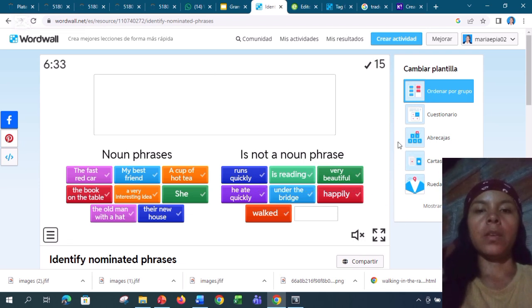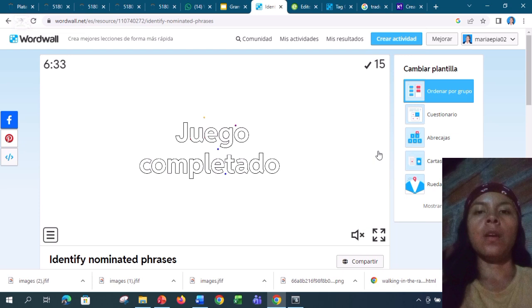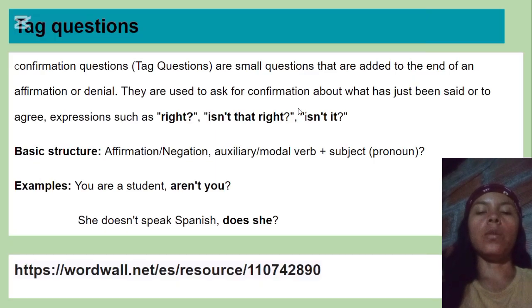Tag questions are short questions added to the end of a statement to confirm or seek agreement. They often take the form of expressions like "isn't that right?" or "isn't it?" The basic structure is affirmation or negation, plus auxiliary or modal verb, plus subject pronoun. For example, "You are a student, aren't you?" Here, "you are a student" is positive, so we use the auxiliary are and the subject you for the negative tag, aren't you.